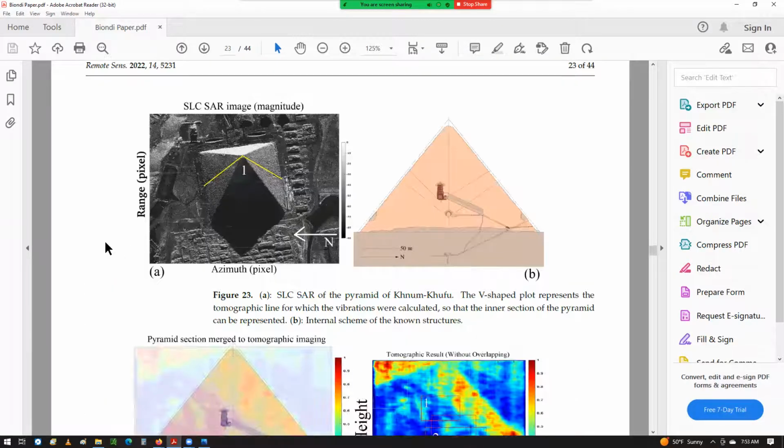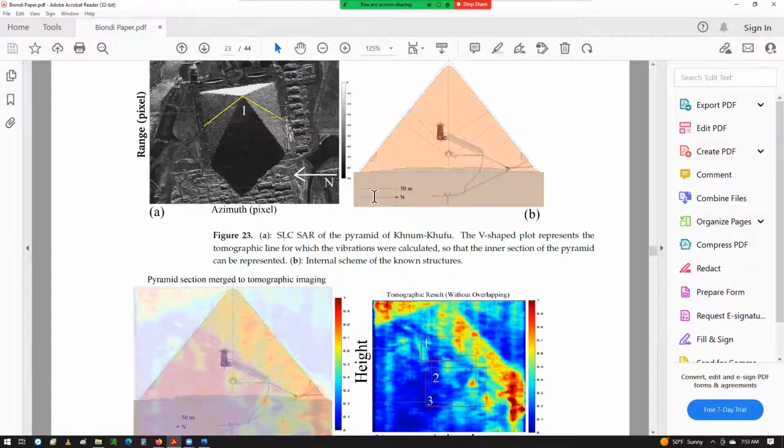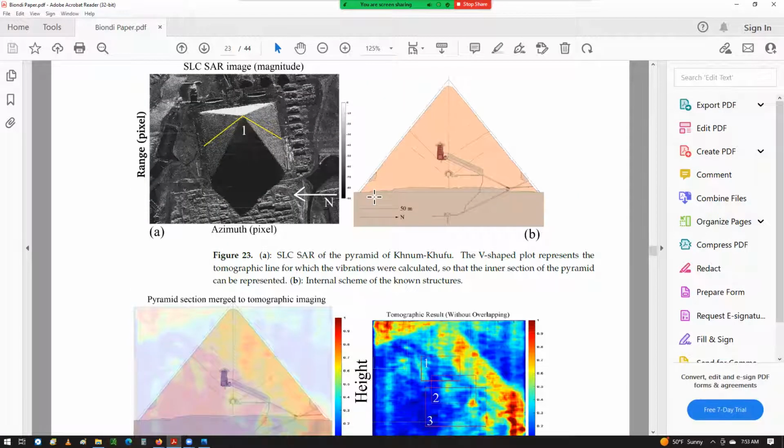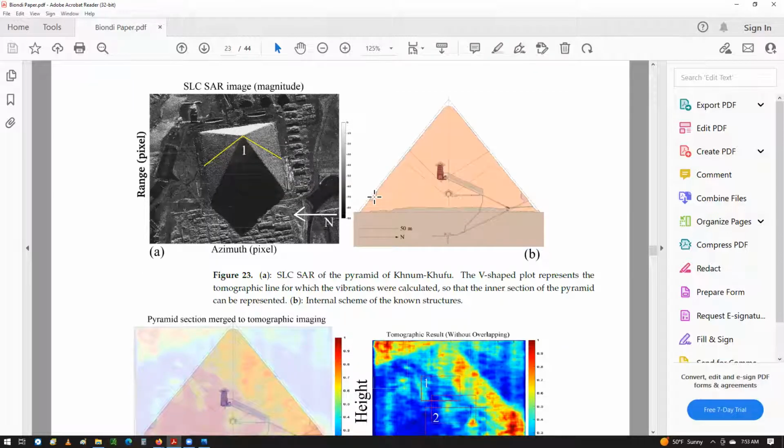So this is just kind of a brief review, and now I want to show you some of the data actually. So here is one tomographic line. It goes up and down across the half base, the side slope of the Great Pyramid. Now what they're doing here is they're saying, in order to demonstrate that the technique is working, we have to be able to show that we can detect the known structures. So this is the first part of this, and apparently they can.